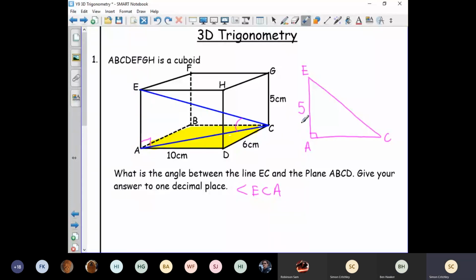Which one's easier to work out? E to. Oh, we can also use Pythagoras to work out A to C.